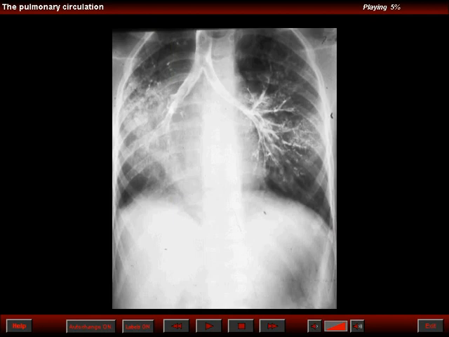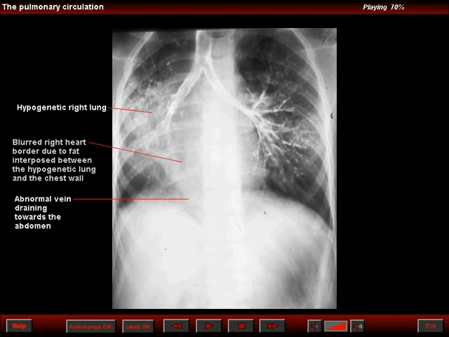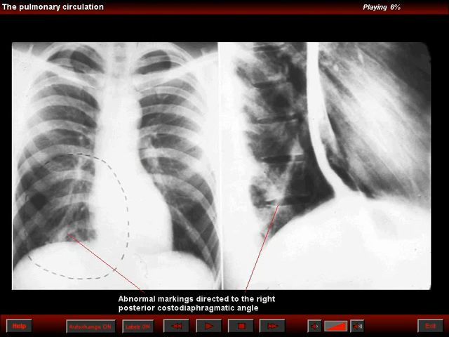In this bronchogram, we can see a hypogenetic right lung with the scimitar syndrome. The abnormally draining vein of the right lung bisects the angle between the heart and the right dome of the diaphragm. And again, the indistinctness of the right heart border is due to fat that fills the space between the hypogenetic lung and the chest wall. This patient had abnormal markings in the right lower lobe. Note that they are directed towards the costodiaphragmatic angle posteriorly, as seen in the lateral view of the chest.